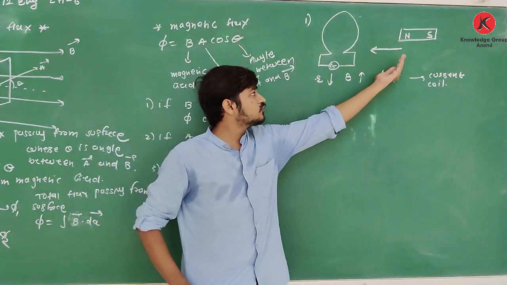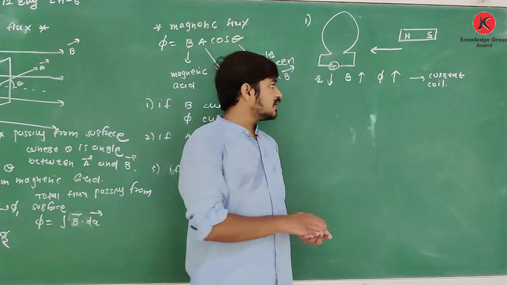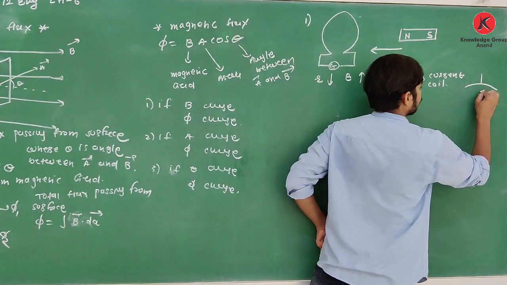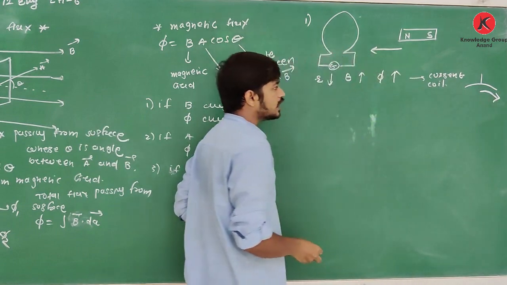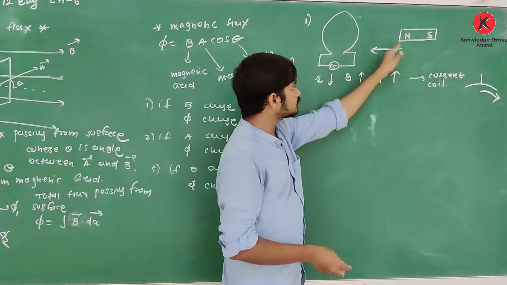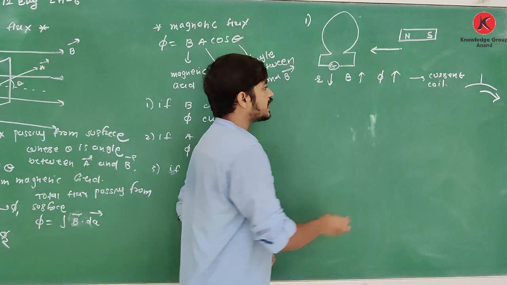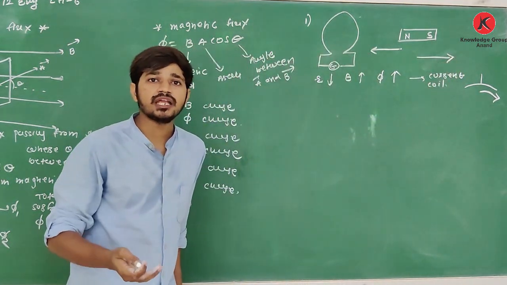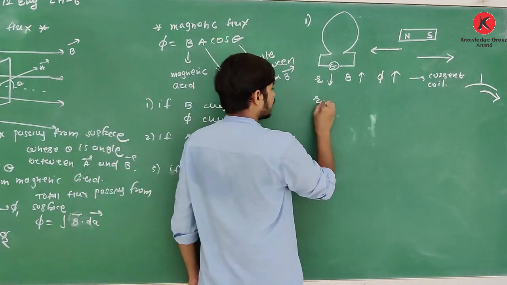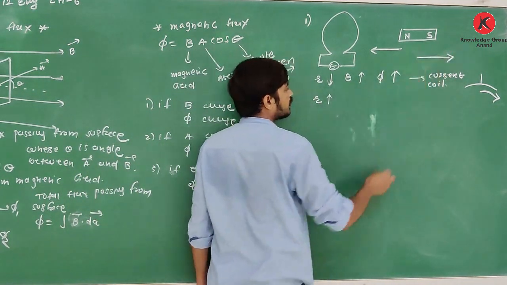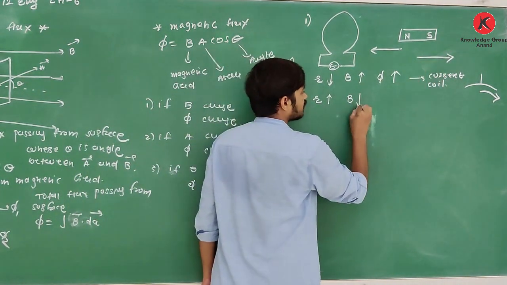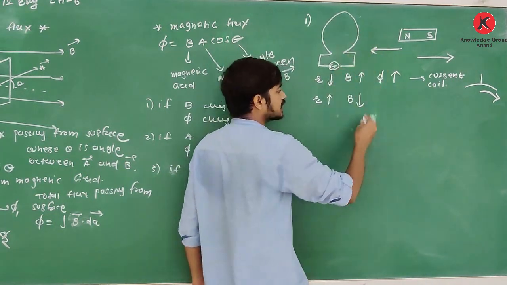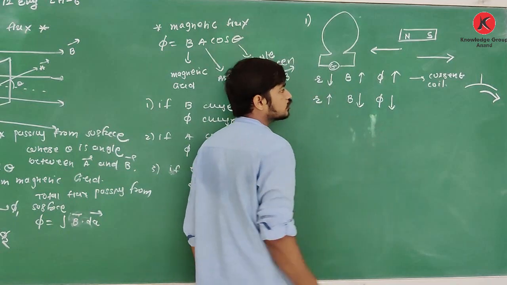When the magnet is moving towards the coil, the galvanometer shows deflection in this direction. While when the magnet is moving in the opposite direction, the galvanometer shows deflection in the opposite direction. Why? Because when the magnet is moving away, obviously the magnetic field decreases. In this region the magnetic field decreases, then obviously flux also decreases.